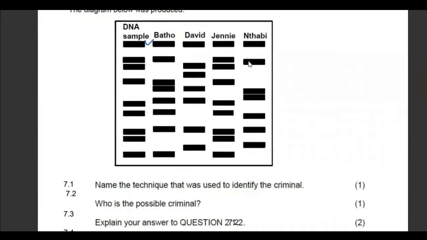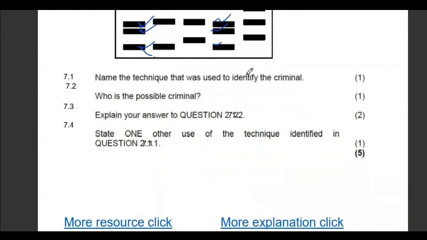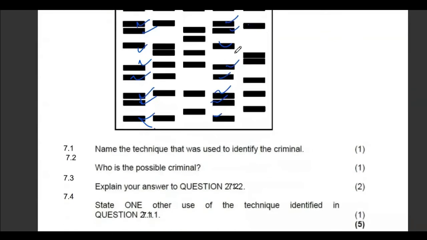Now, look, this is the DNA sample, and these are the suspects. It means that these are the DNA they found, but you have to see where each one corresponds. This one goes with that. This one goes with that. Use a ruler to identify this. This with this, this with this, this with this. So it means that Jenny is the suspect in that case, whose DNA profile is matching the DNA sample obtained from the crime scene.